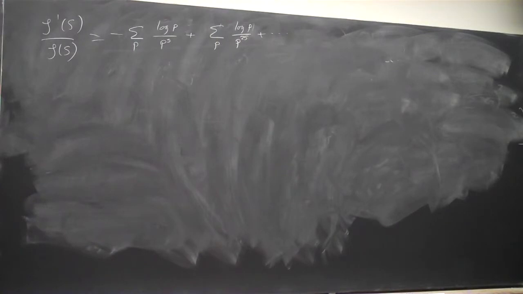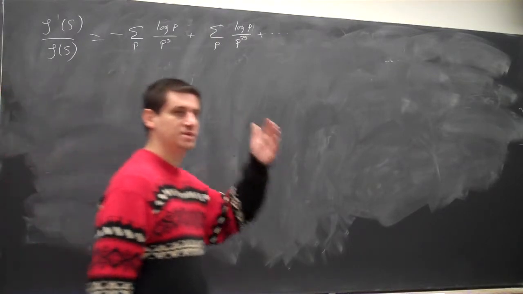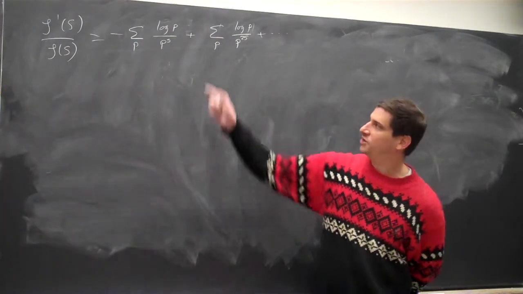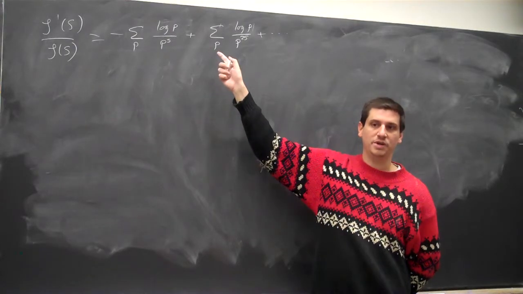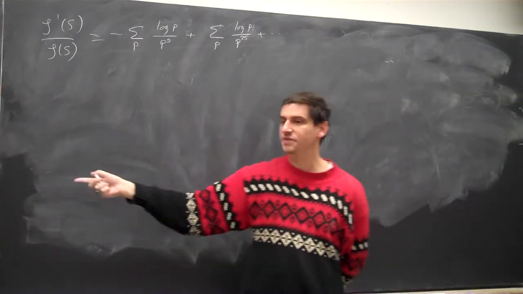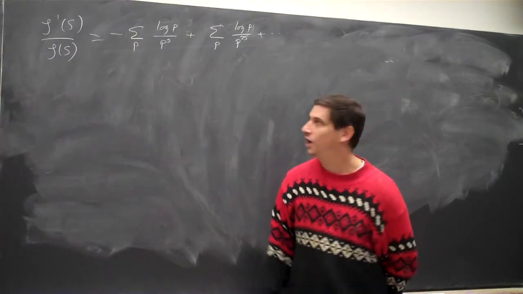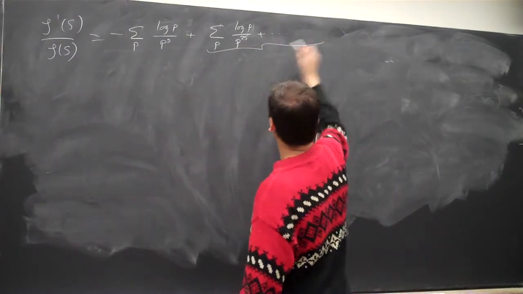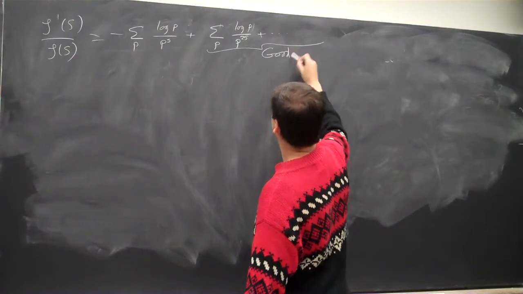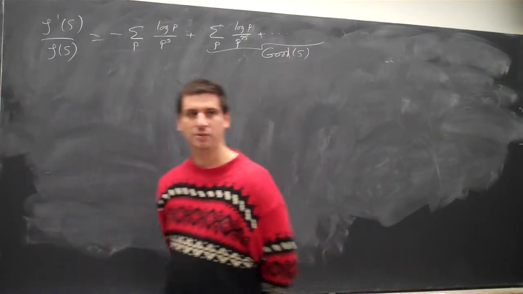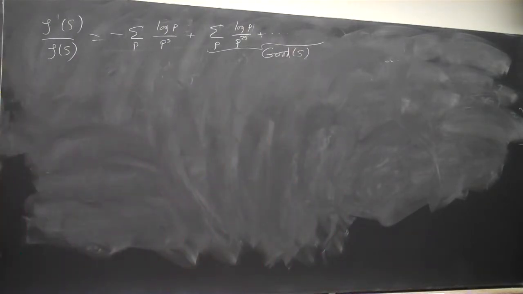Normally when you expand 1 over 1 minus r, it goes 1 plus r plus r squared. Why am I not starting with 1? Why am I starting with 1 over p to the s? Because we have this extra p to the minus s in the numerator. Alright, so all of this stuff turns out to be a nice function or a good function. And I'm going to completely ignore it from now on.